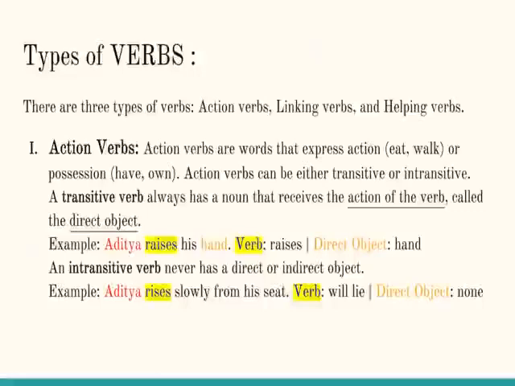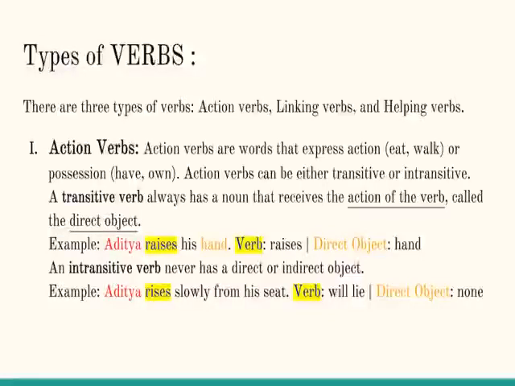Now we are going to look at the types of verbs. There are three types of verbs: action verbs, linking verbs, and helping verbs. Action verbs are those words that express your action or position over something. So suppose you are running. So, what is the action here? Running is the action, right? Or if you say, I own a car. So, you own a car means you have the possession over that car. So, own is also a verb because it is showing your possession over that car.